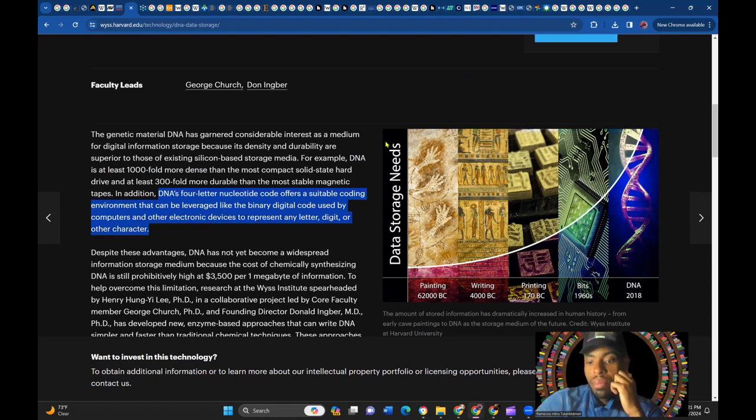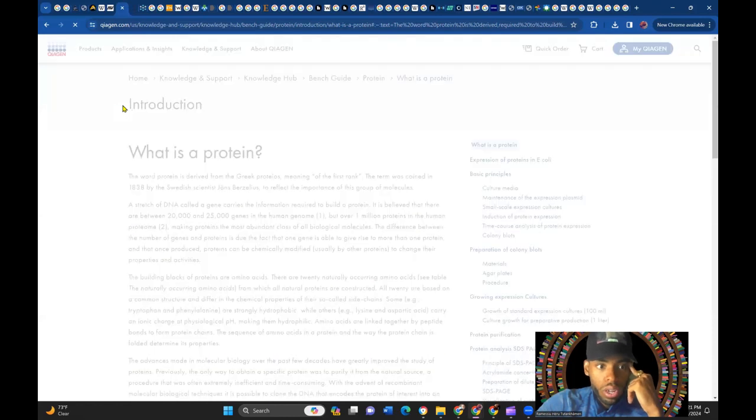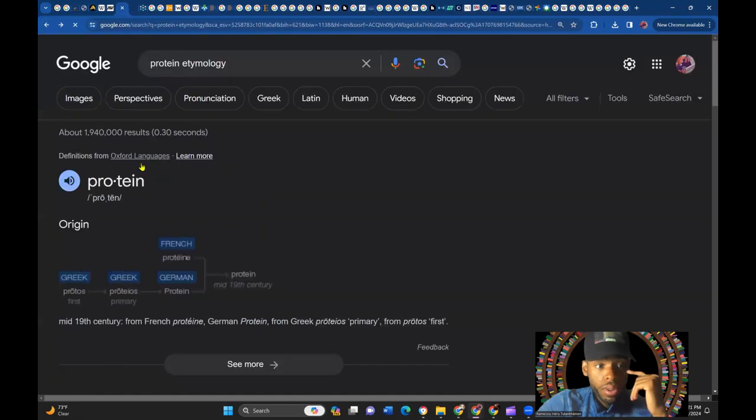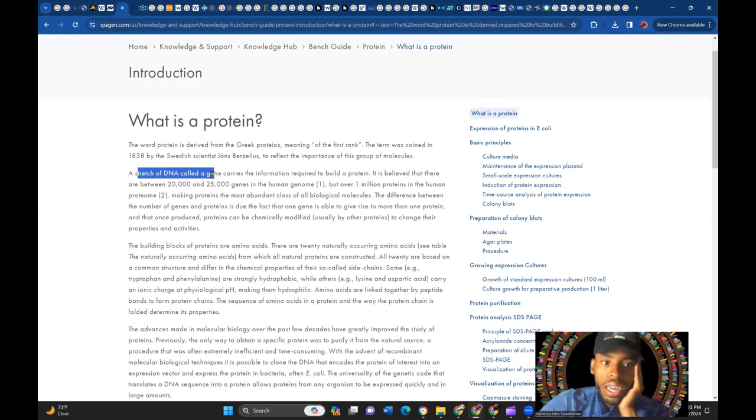So remember, they made the car from you. They made the camera from you. They made the computer from you. You know what you are. And real quick, this is just good. Protein comes from the word proteos, meaning of the first, right? Protos. All right, cool. That's why they tell you, oh, you need to go get some protein, because a DNA segment called a gene carries information required to build a protein.